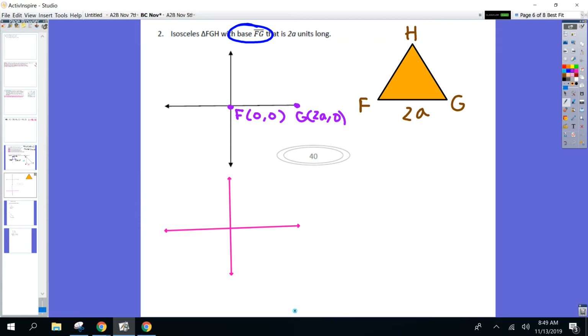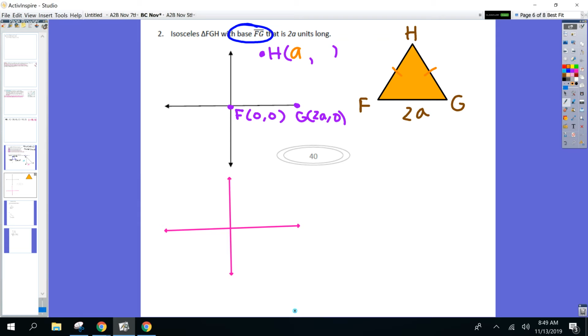All right, now we get a little nuts. Because you know H has got to be in between F and G, but it's got to be a certain coordinate because it's what type of triangle? Isosceles. So you can't just name it X comma Y. If it's going to be isosceles and this is the base, that means these are the legs and those are equal to each other. So where does H have to be positioned as far as F and G go? Right in the middle. I got 0 and I got 2a. What's in the middle? A.